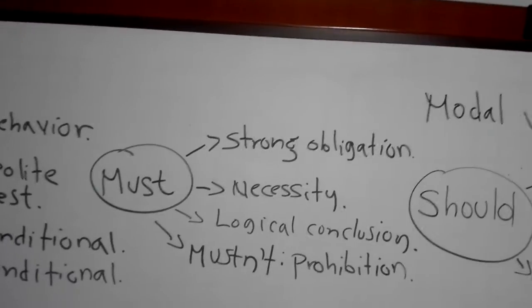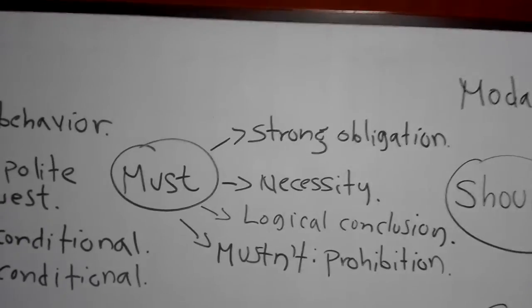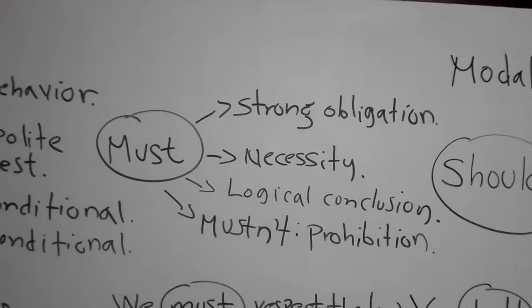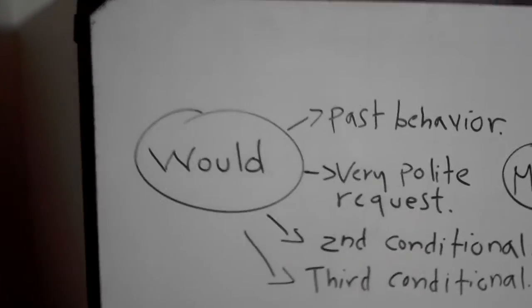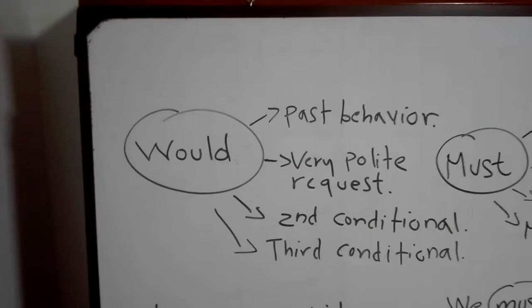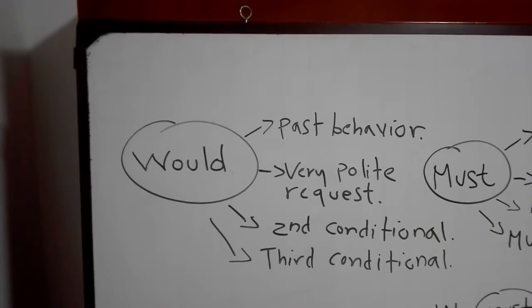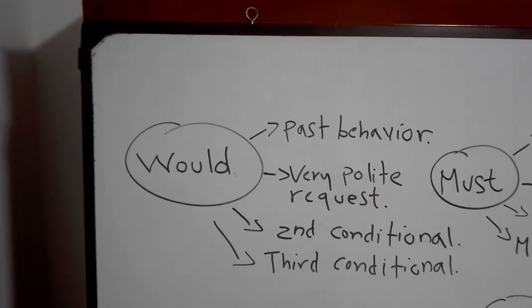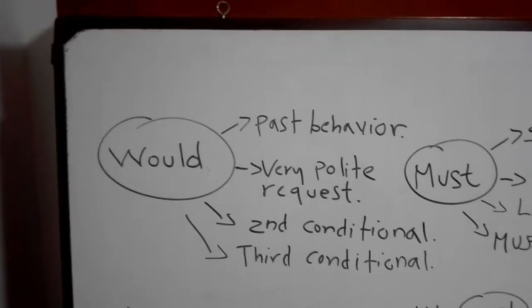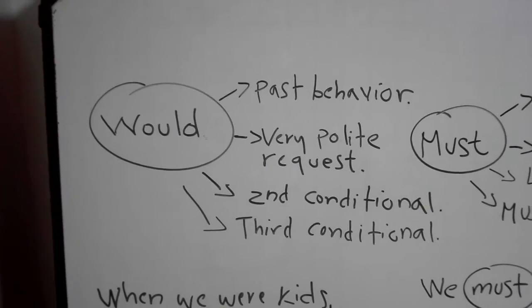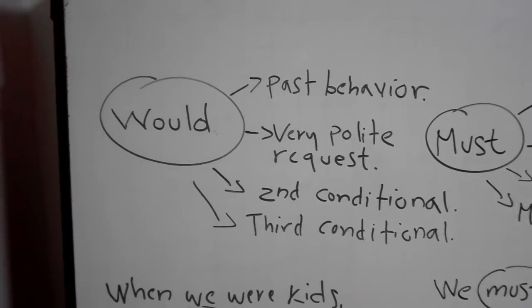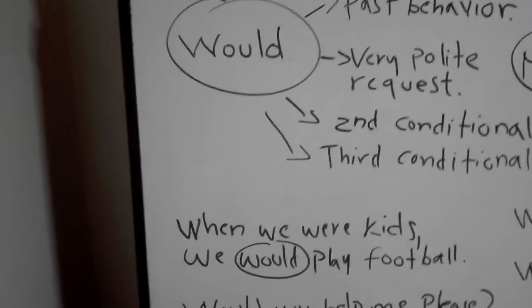Again, strong obligation, necessity, logical conclusion, and prohibition in a negative way. Now, let's go all the way to would. We use would when we talk about past behavior, when we talk about very polite requests. This is for British people, who most of the time use would. When we talk about the second conditional and when we talk about the third conditional. So let's see the examples.